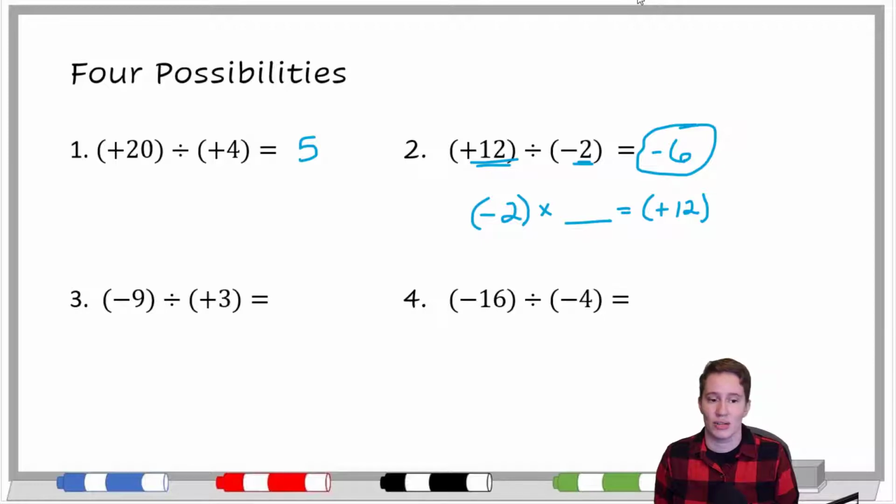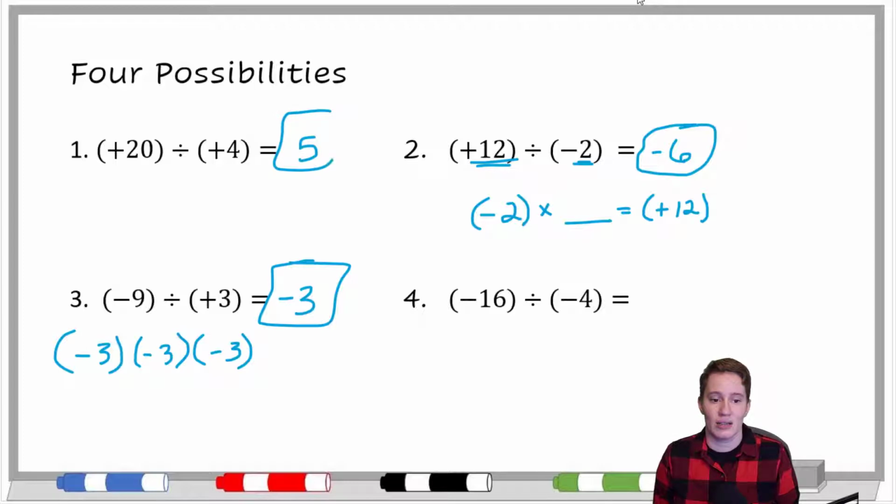Negative 9 divided by 3. This time it does work to say if we have negative 9 of something and we divide it into 3 groups, what should be in each group? We should have a negative 3 in each group, right? Each of these groups has negative 3. So our answer is a negative 3.